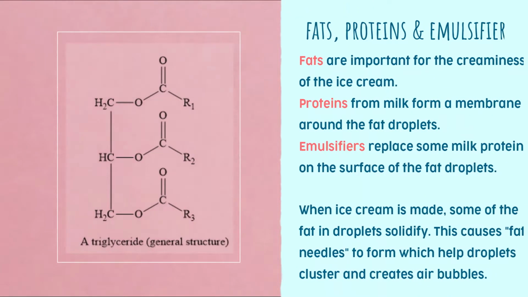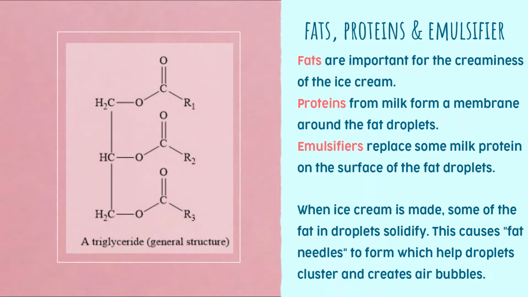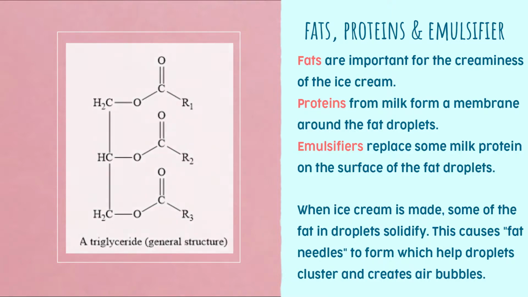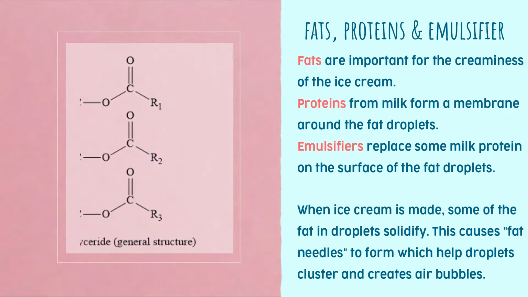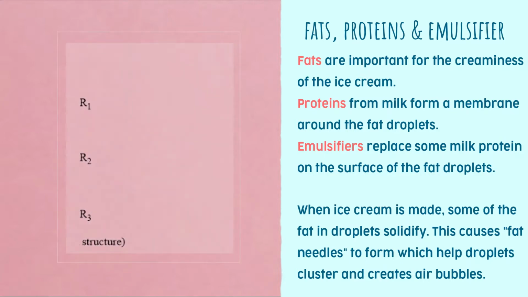Fats, proteins and emulsifiers. Fats are important for the creaminess of the ice cream. Proteins from milk form a membrane around the fat droplets. Emulsifiers replace some milk protein on the surface of the fat droplets. When ice cream is made, some of the fat in the droplets solidifies. This causes fat needles to form, which help droplets cluster and create air bubbles.